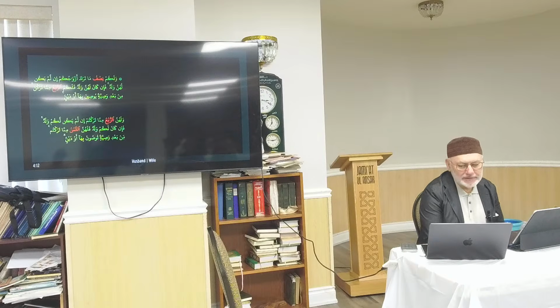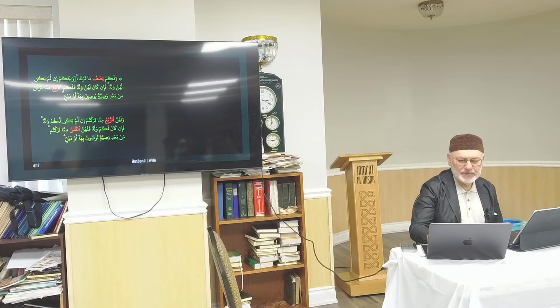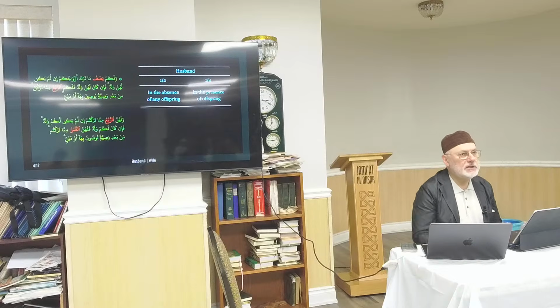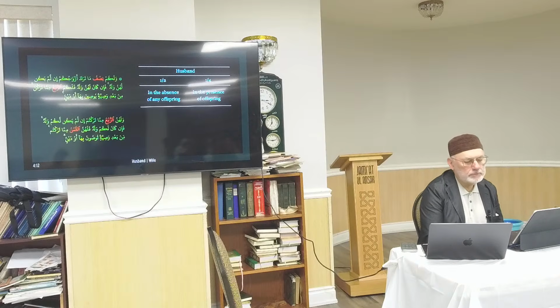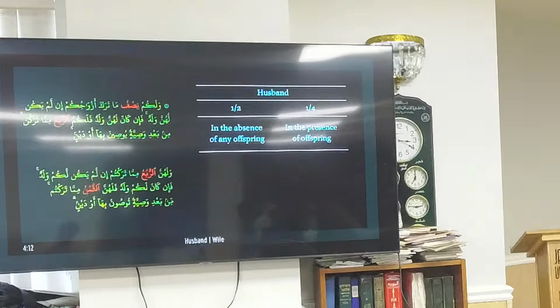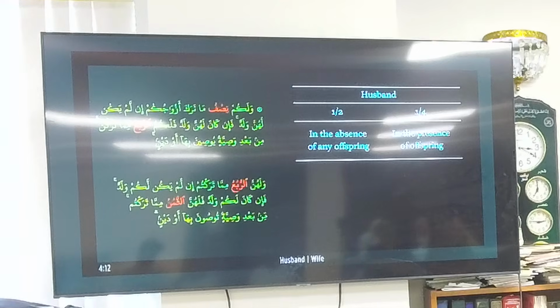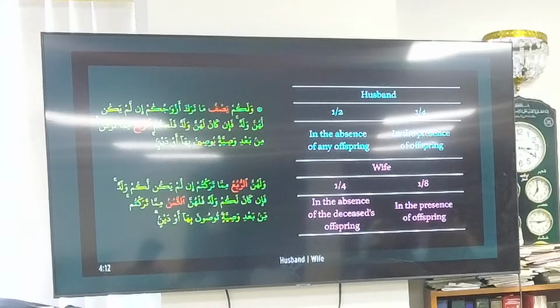So in verse 12, husband and wife are explained in detail. So we have the husband. His share goes between 1/4 to 1/2. 1/4 if there's an offspring, and 1/2 in the absence of any offspring. And the wife, the same. Her share goes between 1/8 and 1/4. In the presence of an offspring, she gets 1/8. In the absence of the deceased's offspring, then she gets 1/4. She may have her own offspring, but that's different.